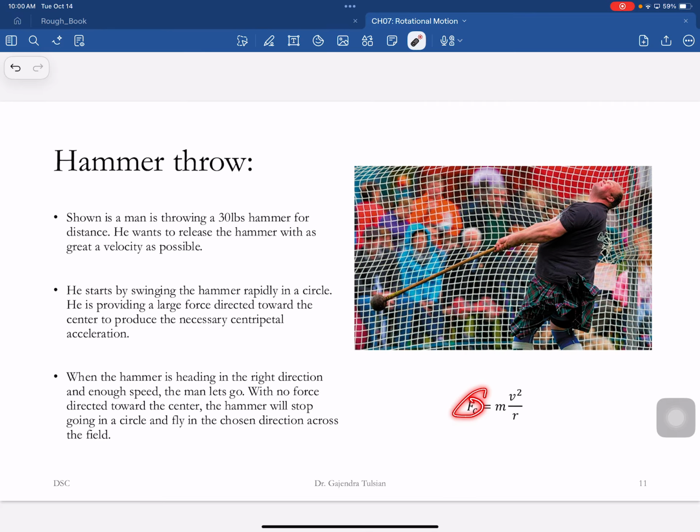The stronger you are, the greater the velocity you can launch it with. And then if you want to throw it in this direction, when it's like that, that's when you let go and it'll fly over and go as far as possible. So that's the competition. When the hammer is heading in the right direction with enough speed, the man lets go. And with no force acted towards the center, the hammer will stop going in a circle and fly along that tangent.